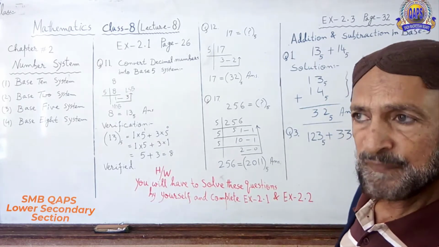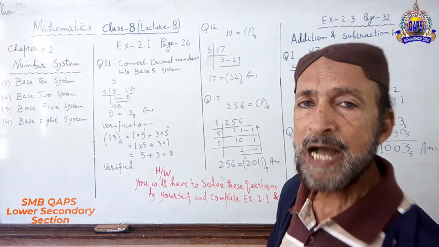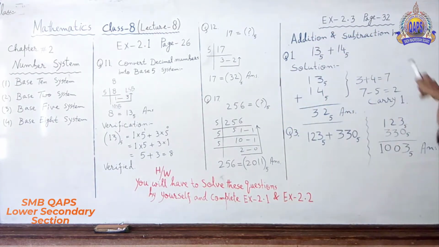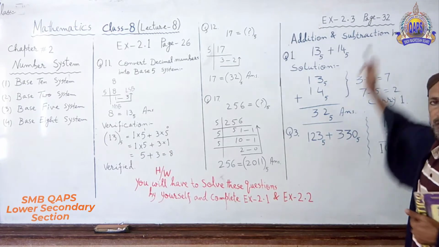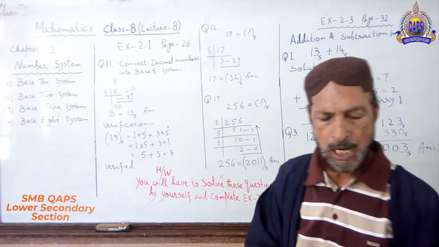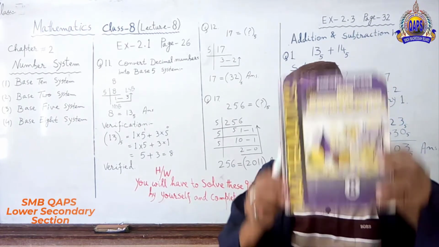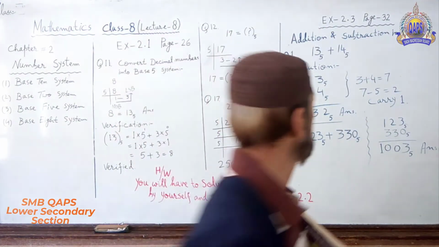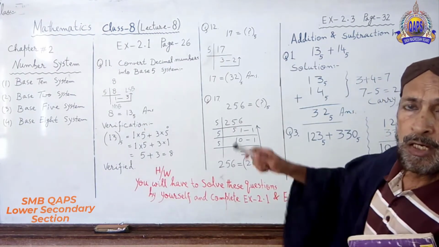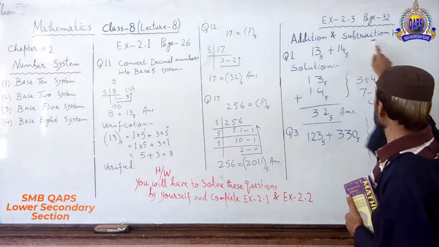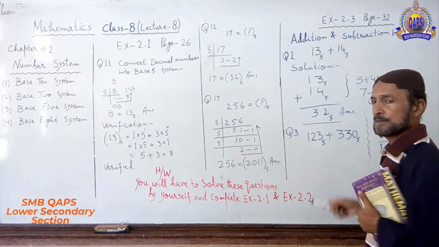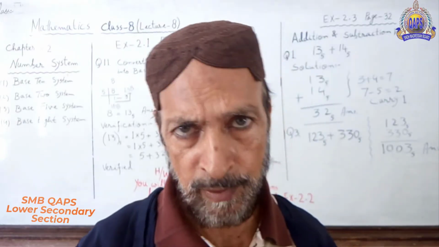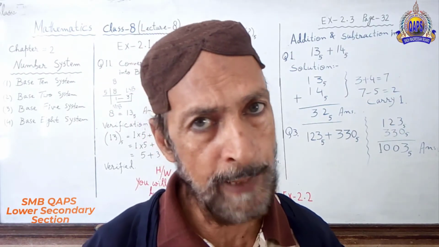And now start exercise 2.3, page 32 of your mathematics book. Page number 32. Addition and subtraction in base 5. I am solving question number 1 in front of you. Pay your attention.